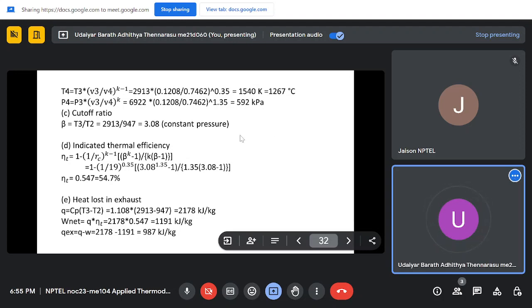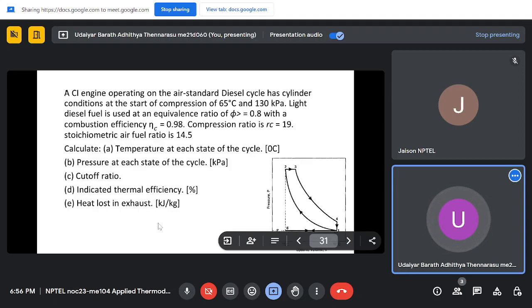So the difference of the Q in and the work done will give us the exhaust heat which is going out. So 2178 minus 1191 will give 987 kilojoule per kg. This is the amount of heat which is lost to the exhaust gas. So we have found out all that has been asked in the question for a diesel cycle.